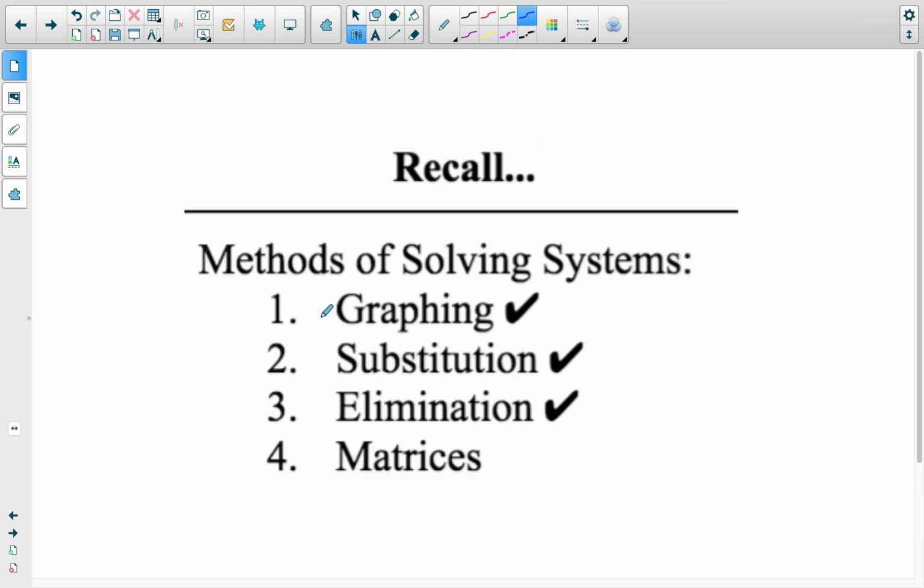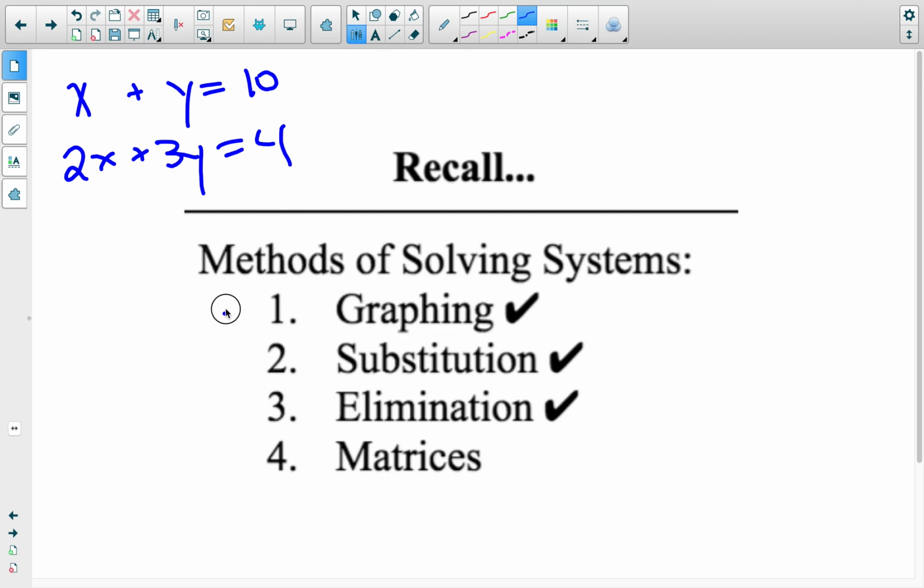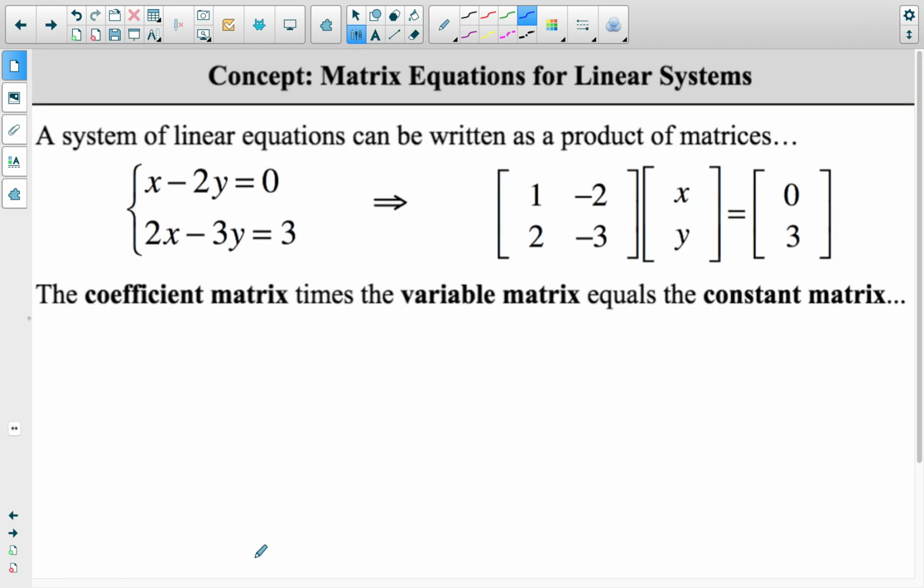All right, so the next part of this has to do with systems. Remember way back at the beginning of this unit, I said there were 4 methods for solving systems. A system is something like x plus y equals 10, 2x plus 3y equals 4, and you're checking to see where these intersect. Do they have one solution, no solution, infinitely many solutions? We've talked about graphing them, substitution and elimination, and I said we were going to come back to matrices. Well, now is the time. Let's figure out how we can use matrices to help us come up with this type of solution.